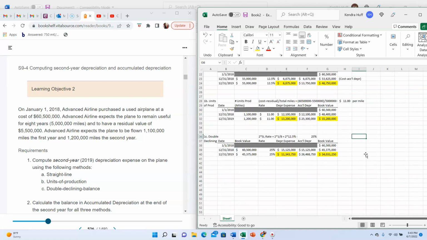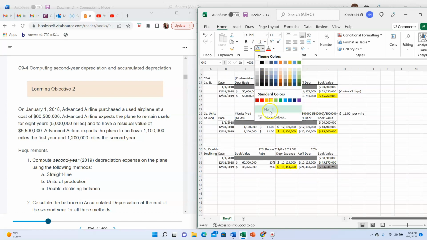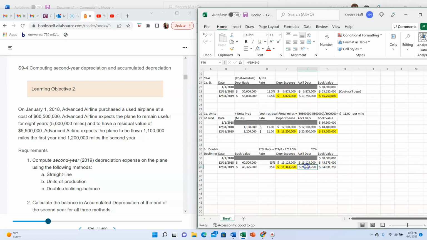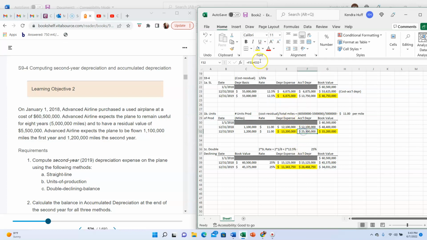All right, and that is it. Oh, the answers that were actually not book value. It was supposed to be accumulated. Sorry about that. Okay, that's it.